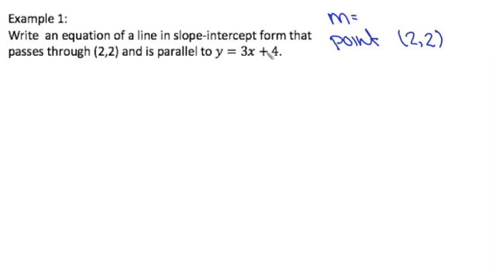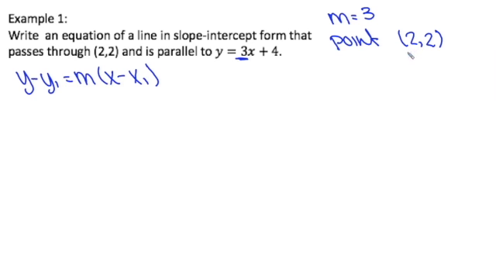My slope, well, we know parallel lines have the same slope, which means the slope here is 3. Parallel means it also has to be 3. So then I like to work in point-slope form first, but that's just me. So point-slope says y minus y1 is equal to m times (x minus x1).